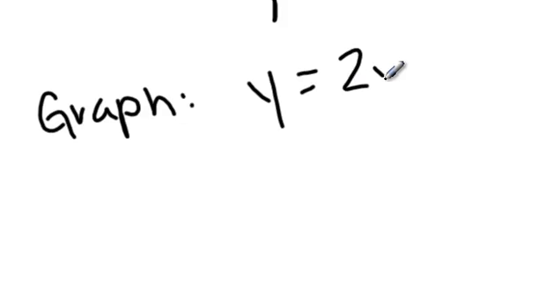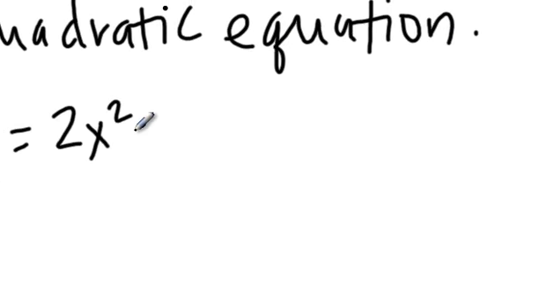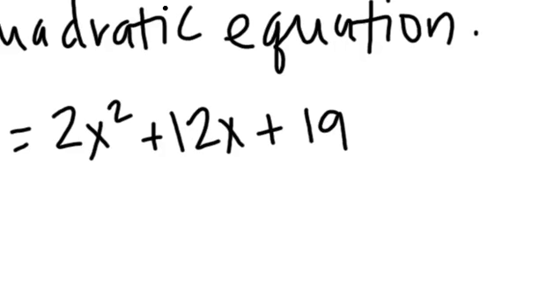Okay, so let's show you. If I asked you to graph y equals 2x squared plus 12x plus 19, first thing, it's called completing the square, and I'm sure y'all have heard that before. We're going to ignore the 19 for right now, so we're just going to put plus 19 on the end.